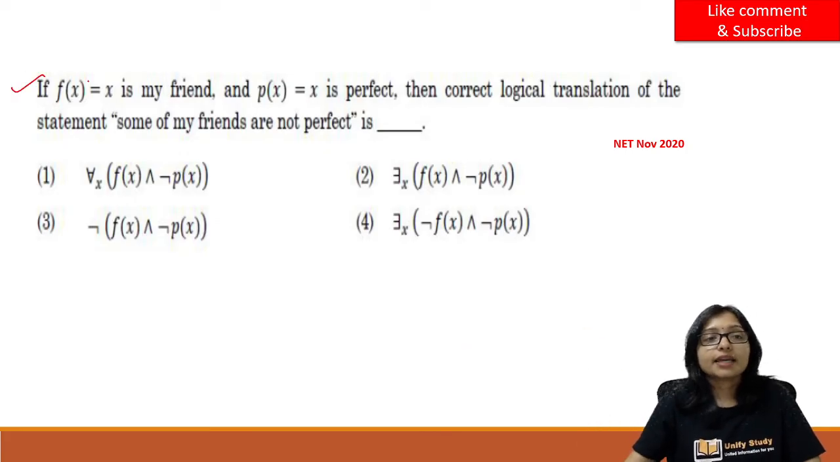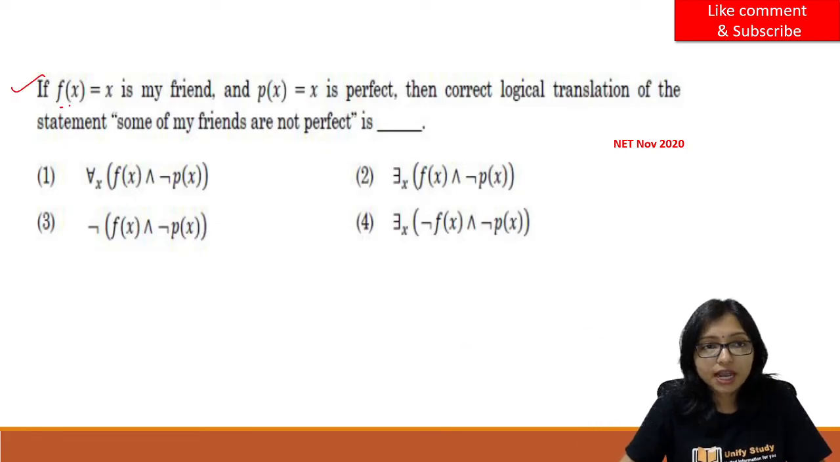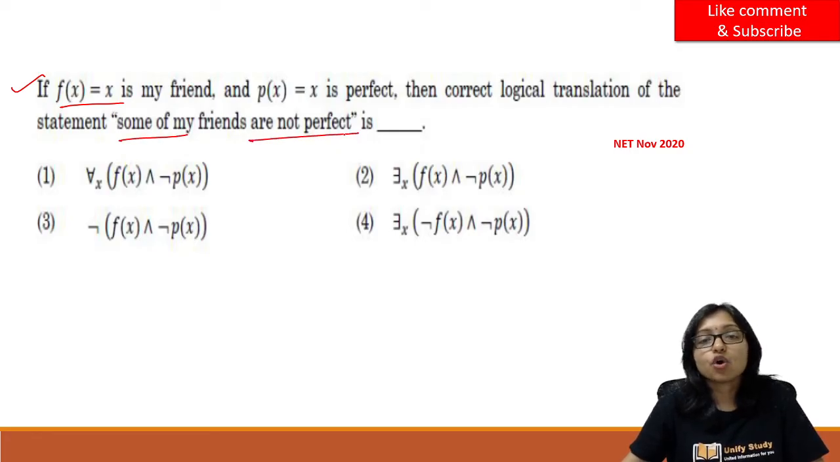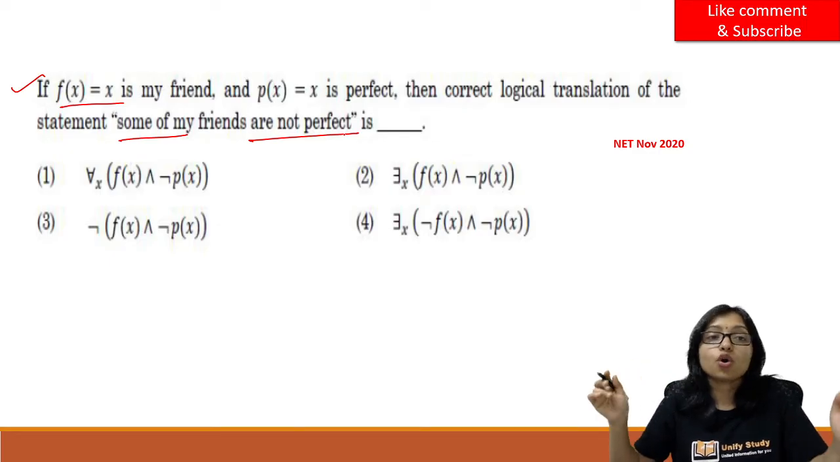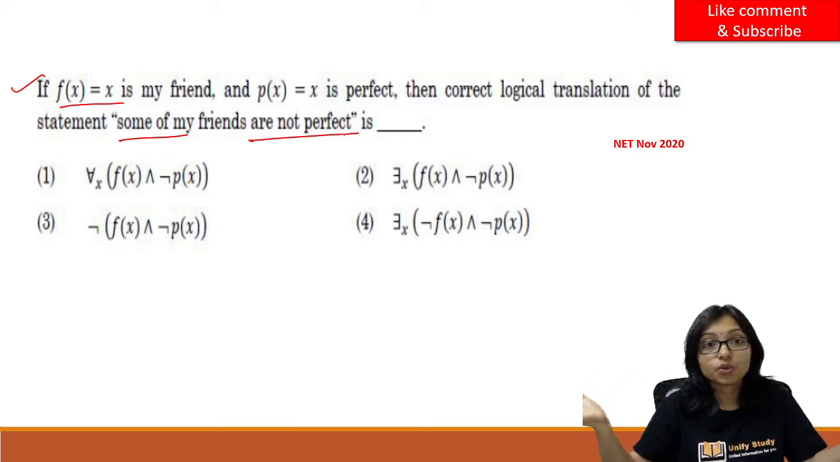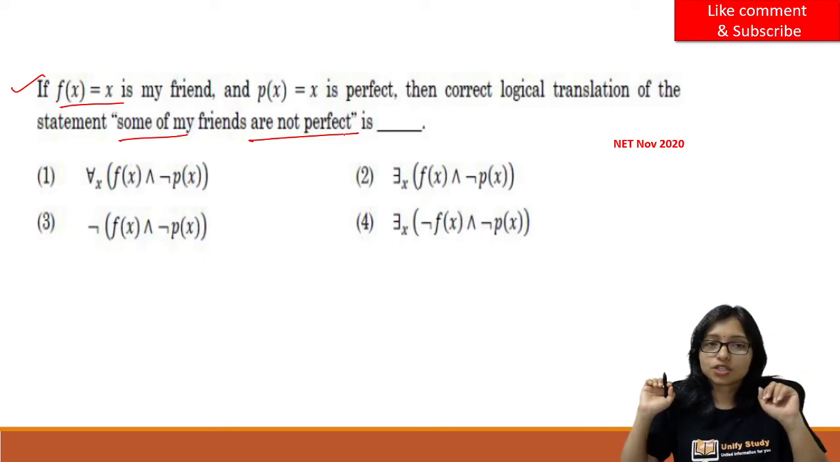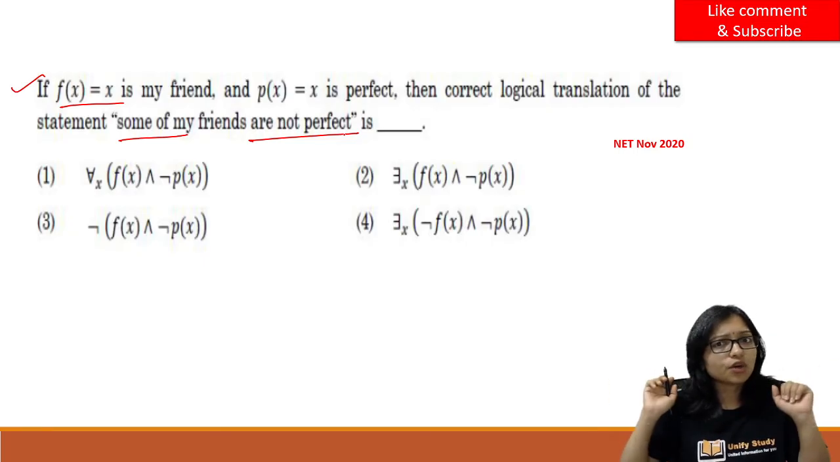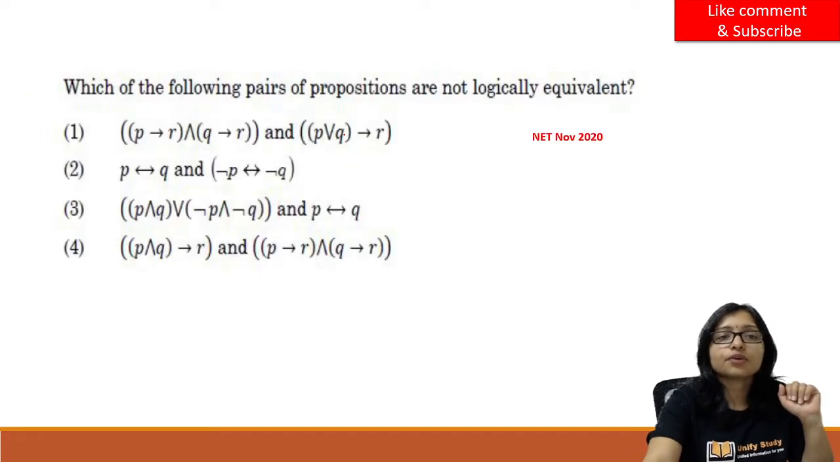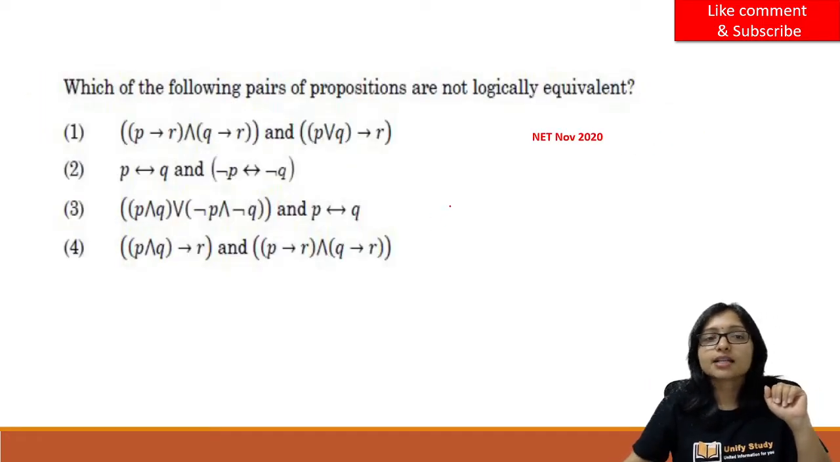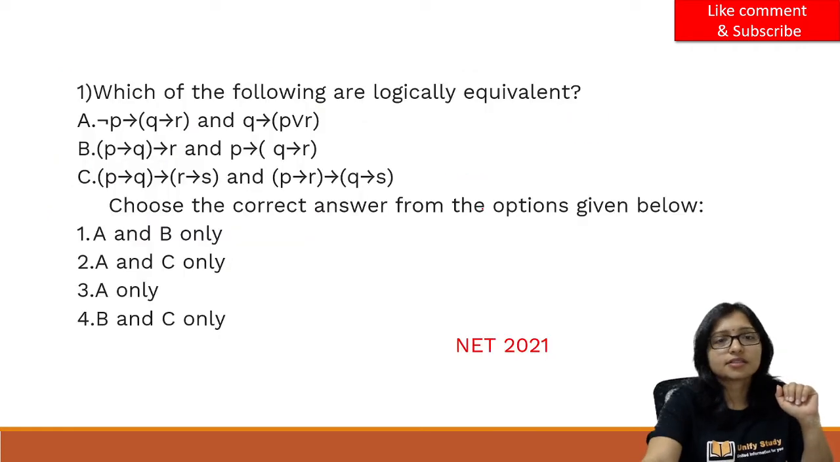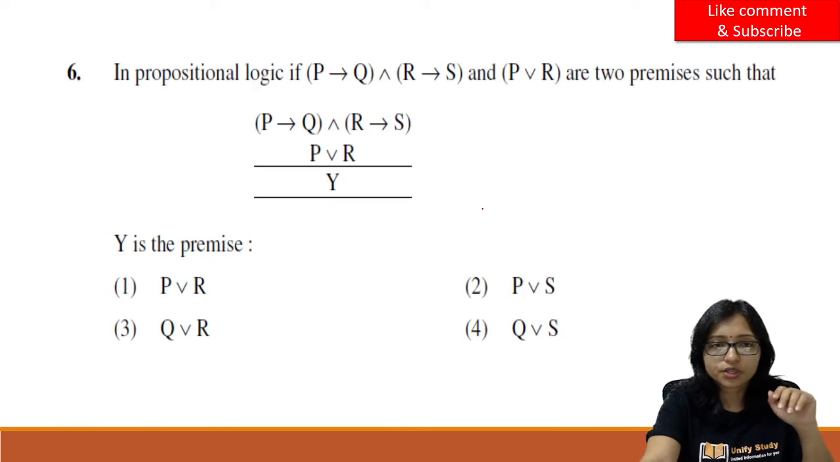Now see, here is another question. Some of my friends are not perfect. What to do? These are actually predicate logic questions. So I will tell you predicate logic, and after that we will come to this. These are some homework tasks for you. You can do it, and this is the answer. Now you can do this question.